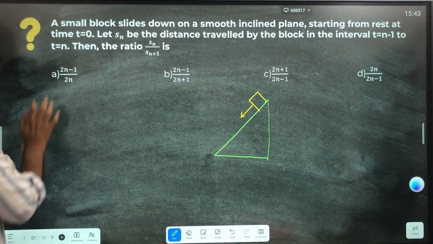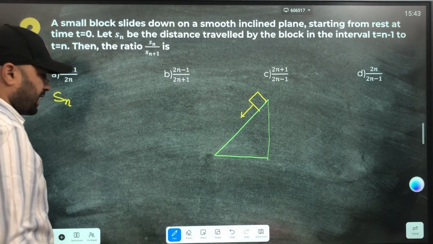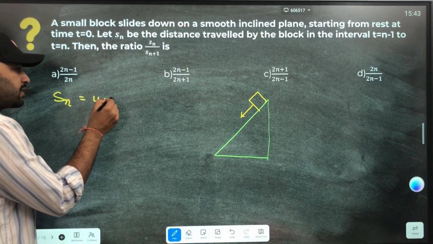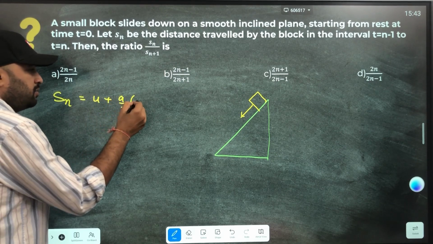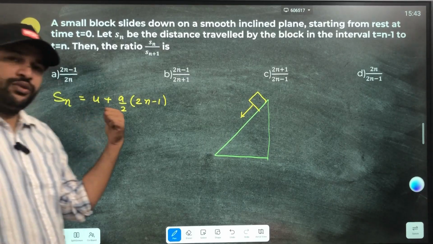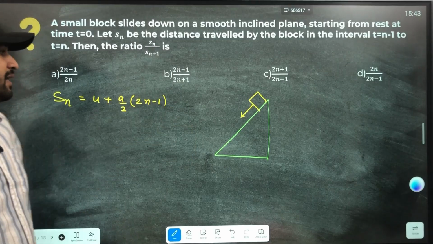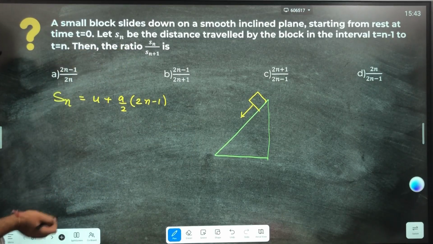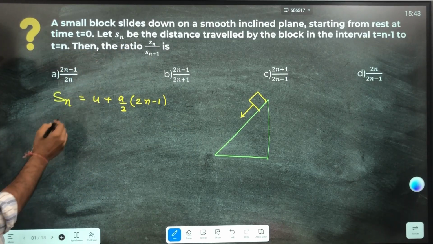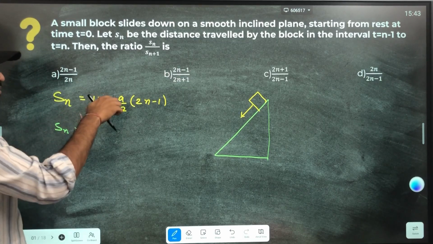And what is that? Our equation says Sn, the distance traveled in the nth second, is nothing but u plus a by 2 into 2n minus 1. This is our relation, if you remember, correct? So we will make use of this relation in this problem to figure out our ratio of Sn and Sn plus 1. First of all, to find Sn, our initial velocity as per the problem is 0. So Sn will be nothing but a, and I'm just keeping it as a only.